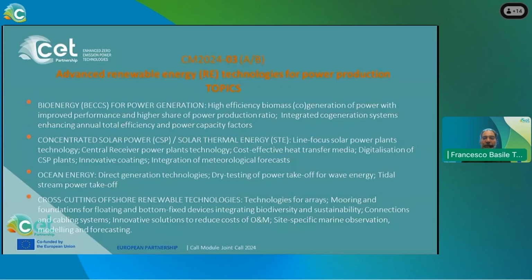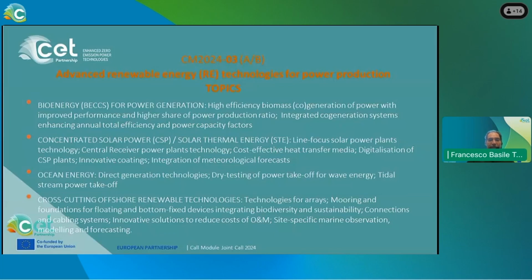Ocean energy mainly takes into account direct generation technologies, dry testing of power takeoff for wave energy, tidal stream power takeoff, but also other components. These are only the priorities taken from the SET Plan, and usually the dimension of the projects is between 1 and a maximum of 3 million euro. Sometimes it is not possible to develop real testing in wet and demonstration conditions. Therefore, dry testing is also taken into consideration.